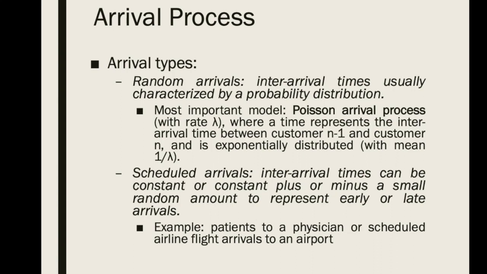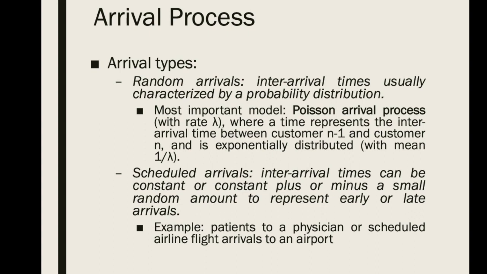The most important model, which we will also discuss in this course, is the Poisson arrival process with a rate of lambda, where the time between customer n-1 and customer n is the inter-arrival time, exponentially distributed with mean 1 by lambda. So if at time t a customer has come, and at the next time t plus 1 another customer comes, there is a probability that between t and t plus 1, a lambda number of customers can enter the system.